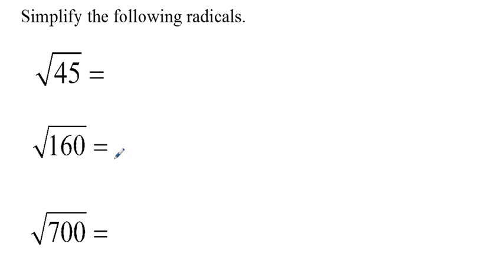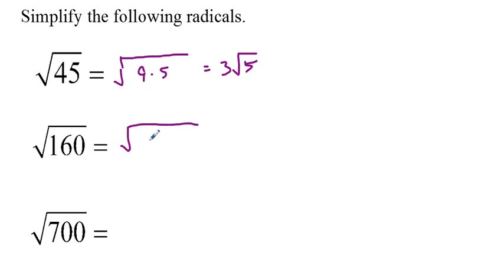All right, welcome back. Square root of 45, we're going to have 9 times 5, which equals 3 root 5. Square root of 160. Now, if I'm clever, I see that 16, the perfect square, is there. So 16 times 10 gives me the simplified answer right away of 4 root 10. But it's not unusual for people to go this route. So let me show you another solution.